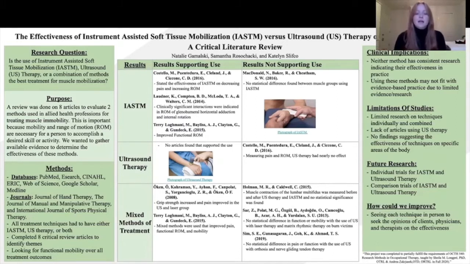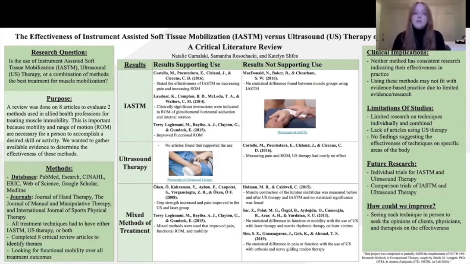IASTM. IASTM is a therapeutic technique using a tool primarily used to remove scar tissues from the injured soft tissues and facilitate the healing process to regain mobility. US therapy. US therapy is a method hoping to speed the healing process and increase mobility by providing ultrasound waves generated through a machine to soft tissue. Mixed methods of treatment. When we say mixed methods of treatment throughout our presentation, we are meaning a treatment approach using a variety of techniques such as laser therapy, intense pulsed light, radio frequency, and more.